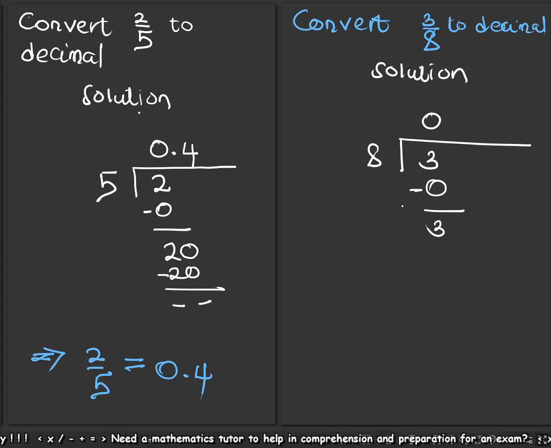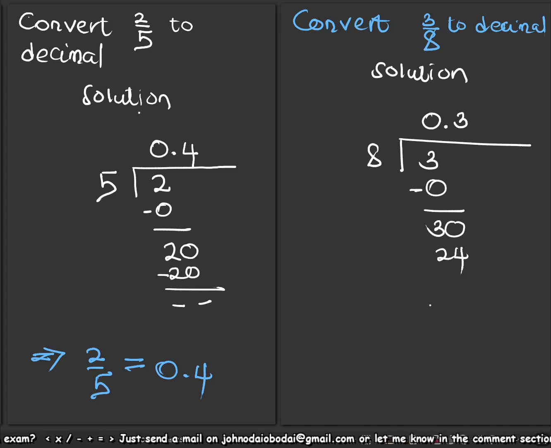We don't want to continue with a 3, hence we are allowed to bring a decimal point here, which then allows us to introduce a 0. Then it becomes 30. So 8 divides 30 3 times, and 8 times 3 gives us 24.